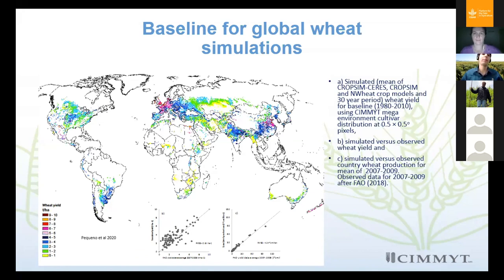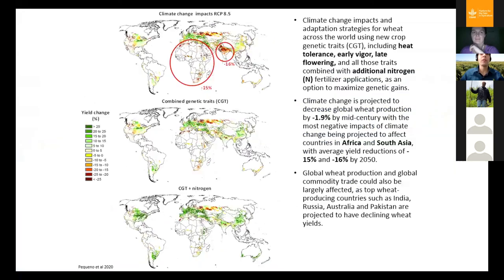You can see in the graph, the letter B on the left of your screen, the simulated versus observed wheat yield compared with FAO. This is the national average yield. And in the letter C on the right side, you can see the simulated versus observed country wheat production instead of wheat yield, using just 2007 to 2009. So it's the total national production from 2007 to 2009 compared with FAO. And please, next slide. This baseline we use to compare with the future scenarios.